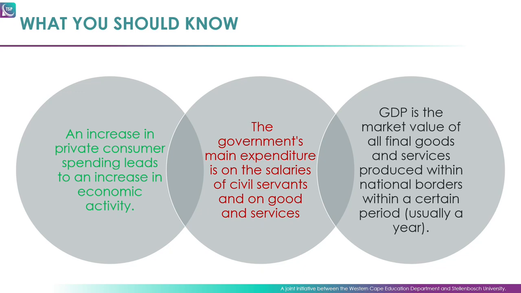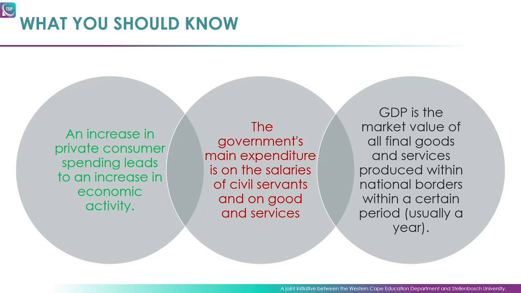Also, the government's main expenditure is on the salaries of the civil servants and on goods and services, which are the public goods and services. For someone who might be asking what a civil servant is, it is your government employees, all the people working for the government. So the government needs to pay salaries to those people, and also needs to provide public goods and services. When the government spends that money into our circular flow, that money is an injection into the circular flow, and that would also contribute to the economic activities that would be happening.